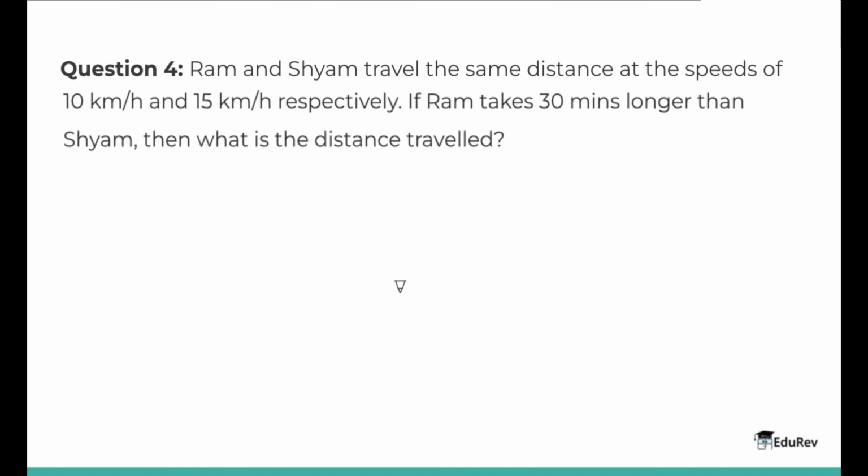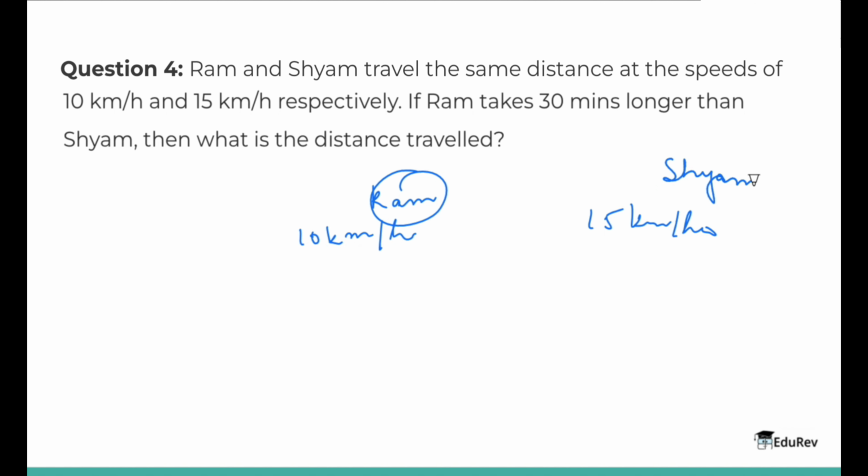Another question states what? It states Ram and Shyam travel the same distance at a speed of what? 10 kilometers per hour and 15 kilometers per hour respectively. That is, this is of your Ram and this is of your Shyam. So Ram and Shyam travel the same distance at a speed of 10 kilometers per hour and 15 kilometers per hour respectively. Now if Ram takes 30 minutes longer than Shyam, then what is the distance that is traveled?